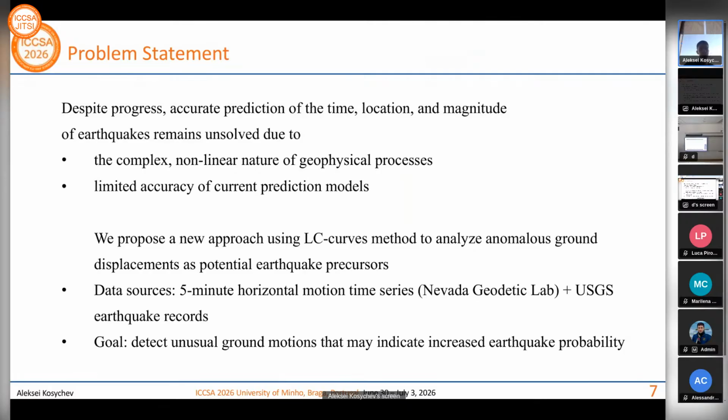So in this work, we propose a new approach using life cycle curves methods to analyze anomalous ground displacements as potential earthquake precursors. We use 5-minute horizontal motion time series, and we use earthquake records from the USGS catalog. And our goal is to detect anomalies in this data series.